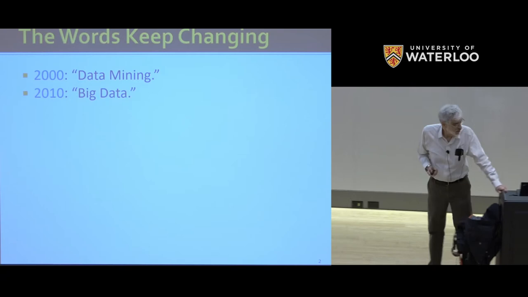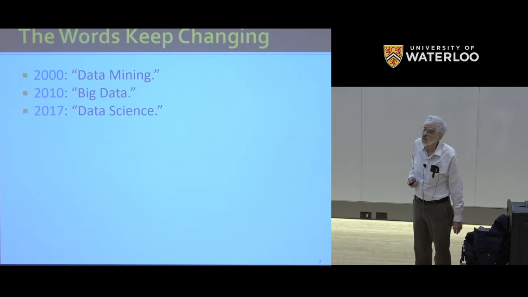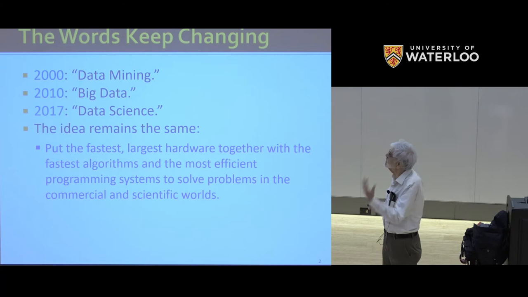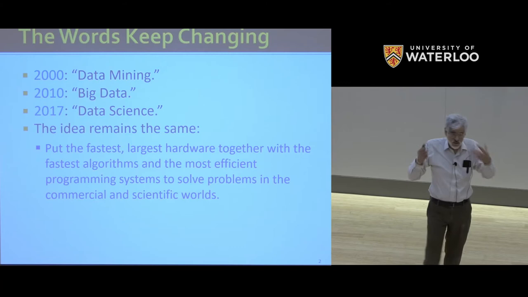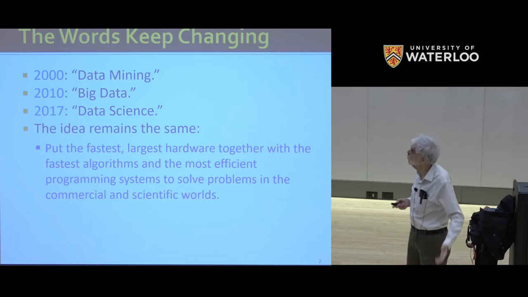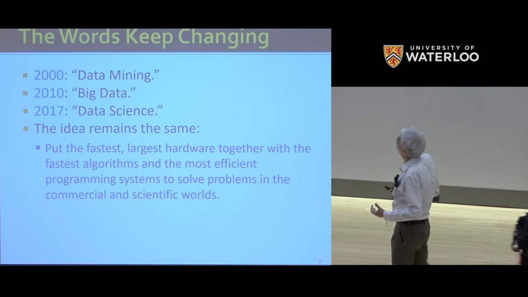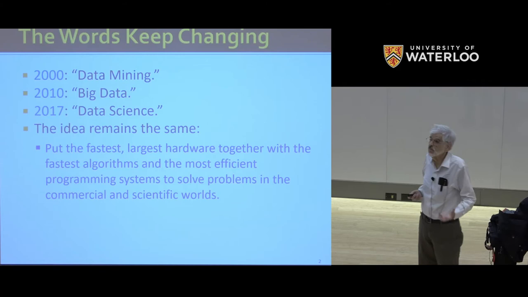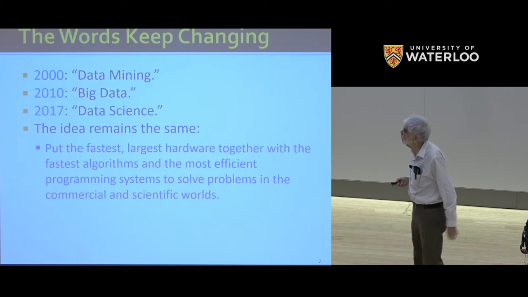And now we call it data science. Okay, but to me, what these ideas are is this: you take the best hardware configurations you can buy, and you use the most modern programming systems, or in some cases, new programming languages developed, and you take the best algorithms you can invent, and you use all of these things to solve problems that are of interest to people, very often in the sciences, but also in the world of commerce.